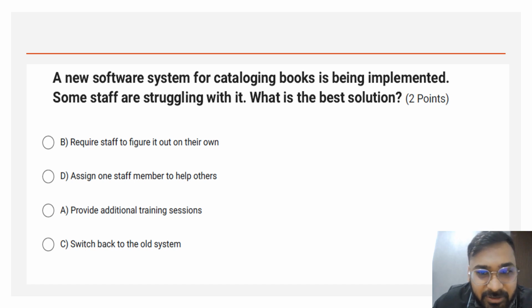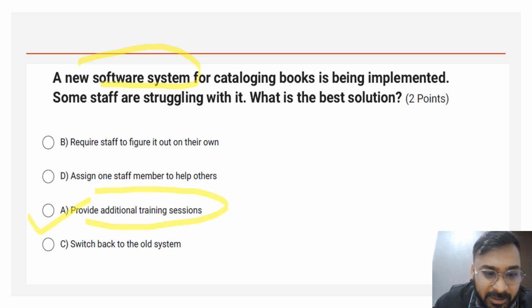A new software system for cataloging books is implemented, and some staff are struggling with it. What is the best solution? So we have to give training, rather than requiring staff to figure it out on their own or assigning a staff member to help others. Providing additional training sessions to the staff, so that they can be well acquainted with the newly adopted software being implemented in the library.